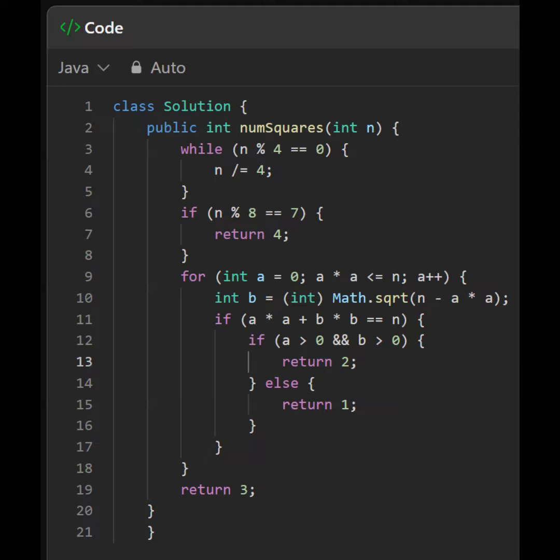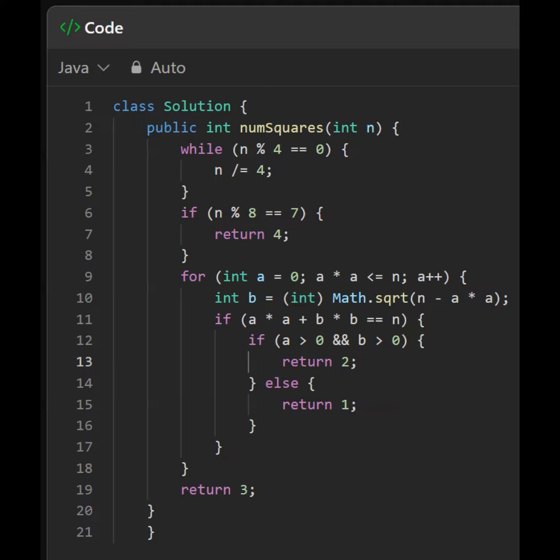If such a pair of a and b is found, the method checks if both a and b are greater than 0. If so, the method returns 2, as both a and b contribute a non-zero square to the sum. If either a or b is 0, the method returns 1, because then n is a perfect square itself and can be expressed as a single square.